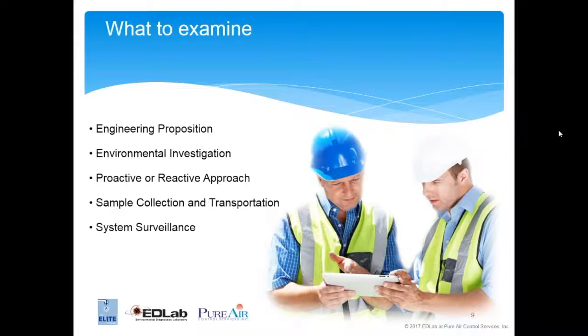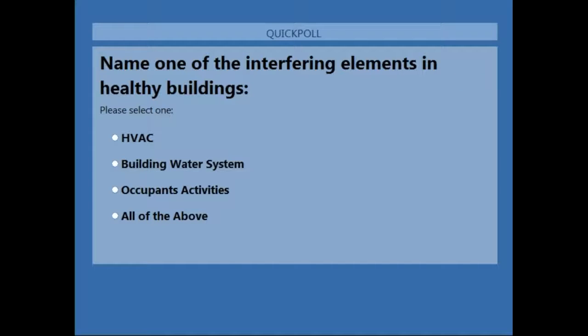We're going to do our next poll real quickly. It should be up on your screen at this point. It's going back a couple of slides. So name one of the interfering elements in healthy buildings. I'll give you another 15 seconds to give that an answer.